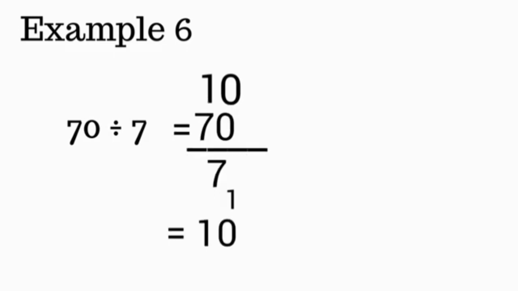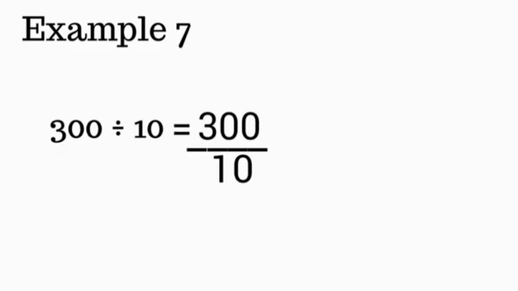Example 7. 300 divided by 10. So we have 300 over 10. Now, when dividing, once you have 0 at the end of the number, emphasis on the end of the number, up and down, you have 0 up at the end, 0 down at the end, you can cancel them out. Note at the end of the number, no matter the number of zeros, as long as they appear up and down, you can cancel them out.